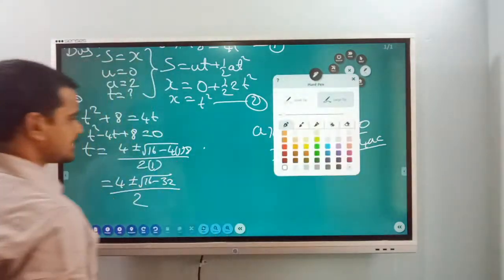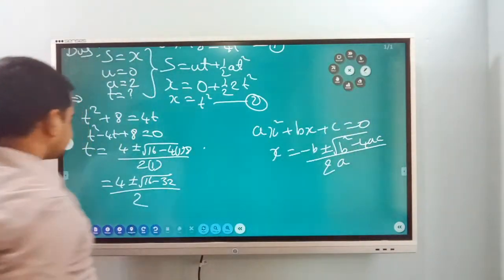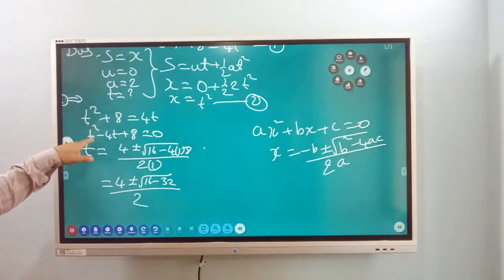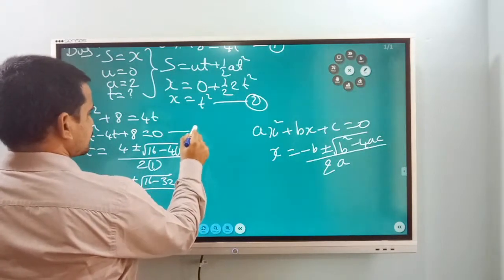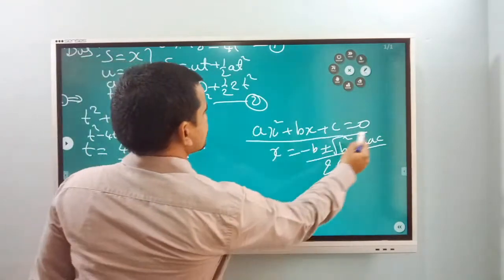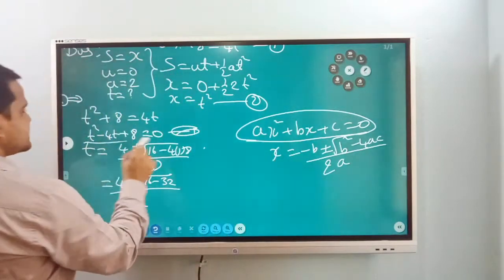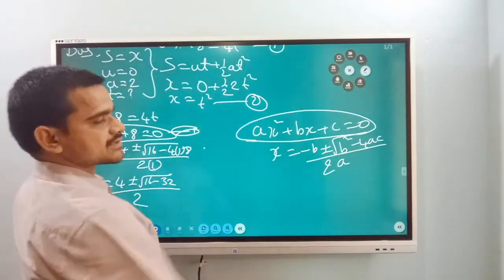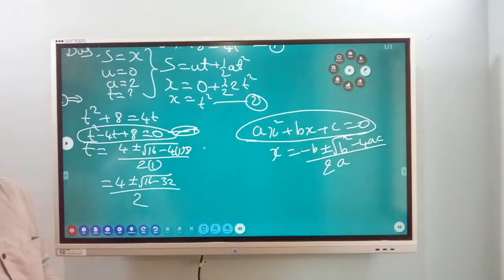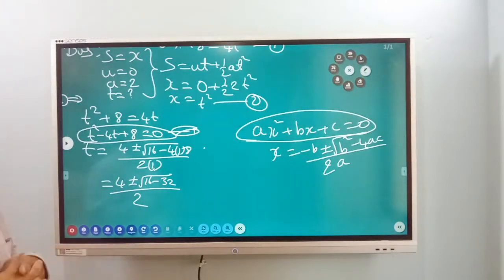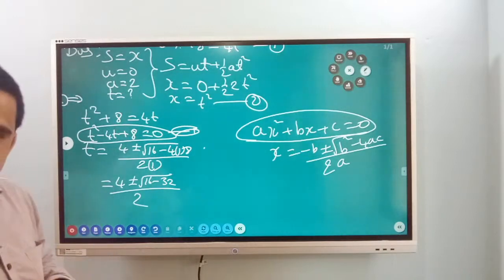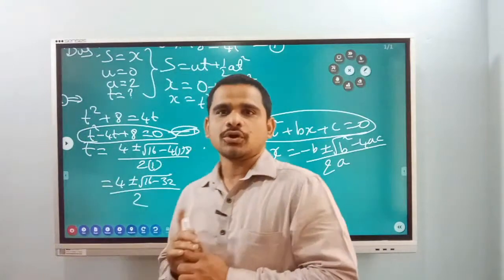Compare our equation in t with the standard quadratic equation. The roots of the quadratic are minus b plus or minus root of b square minus 4ac, by 2a. So here I am getting a negative under the root, which means the boy cannot catch the bus.